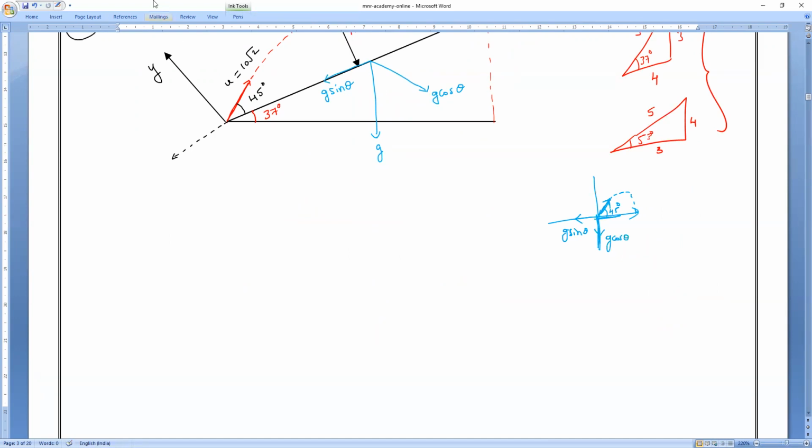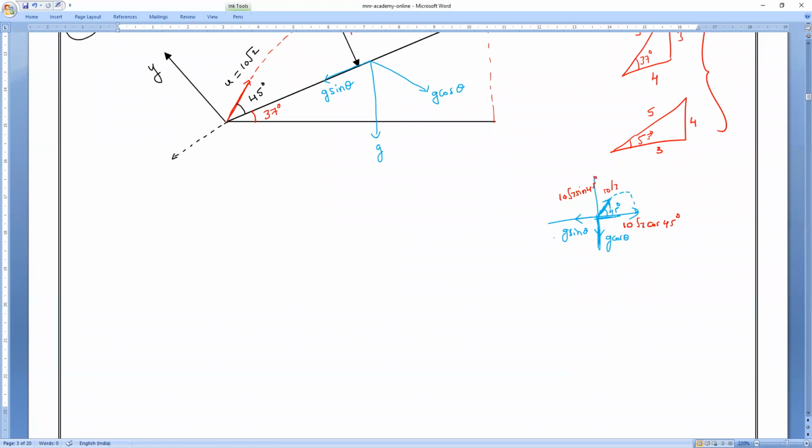And here what will come, Rudresha? 10, I already gave, 10 root 3. So here what will come? Everybody. 10 root 3 cos 45. And here what will come? 10 root 3 sin 45.